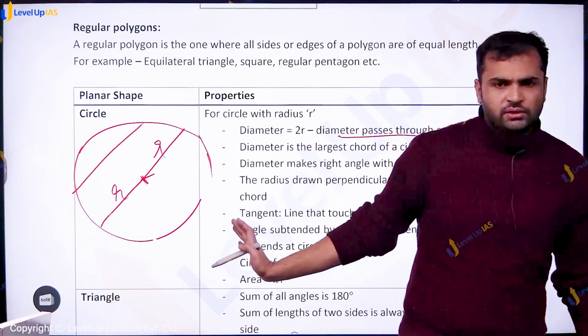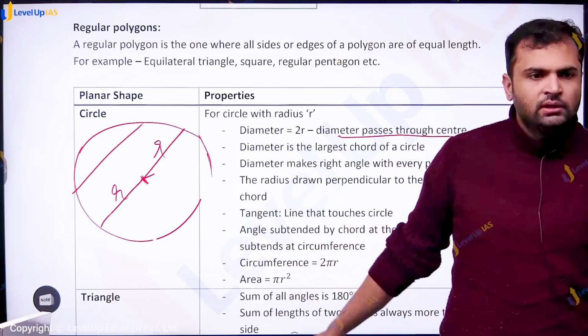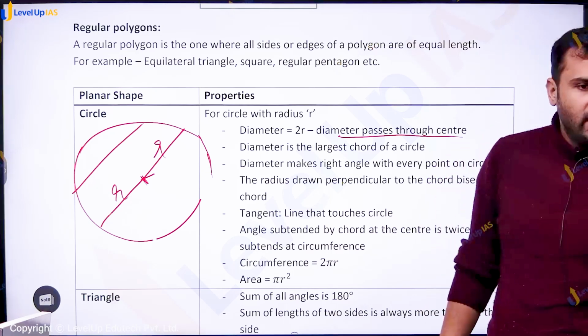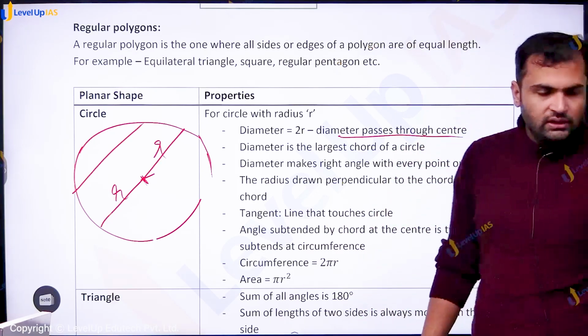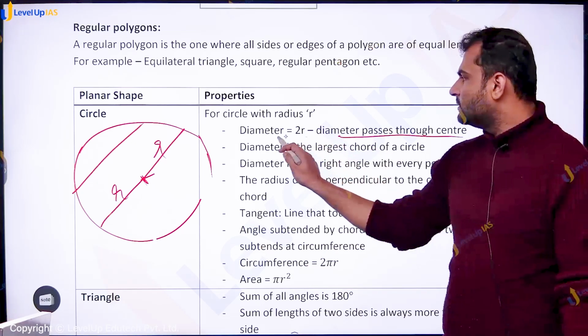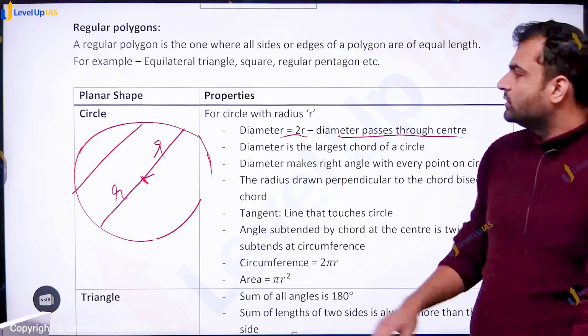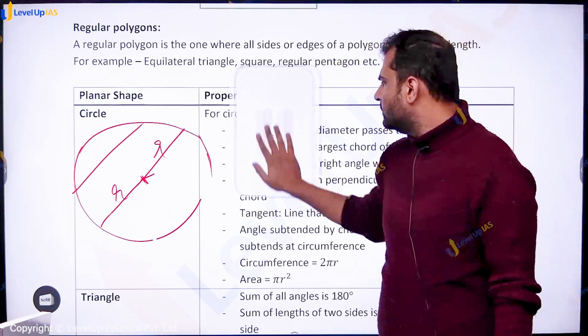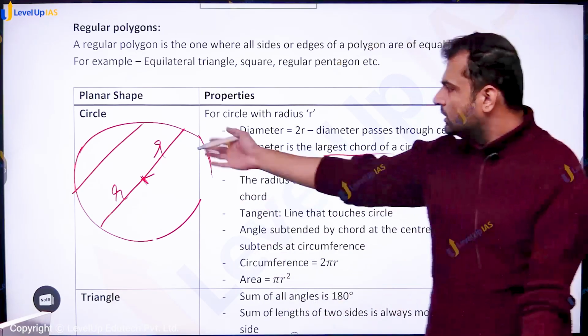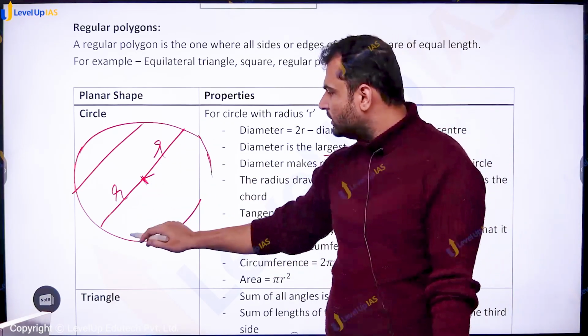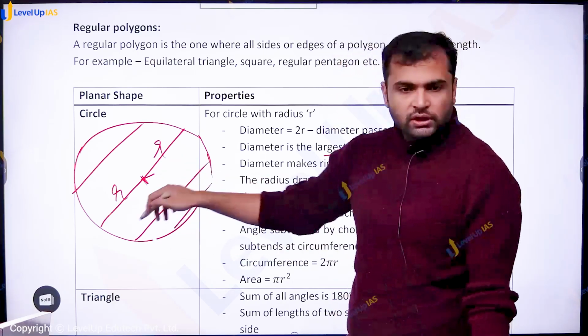There is no problem in this. You already know all this. We are just revising it. Diameter is the longest chord, and it passes through the center of the circle, and its length is 2 times r, or 2 times the radius. Diameter is the largest chord of the circle, of course, because any other chord which is not passing through center will be smaller than this.